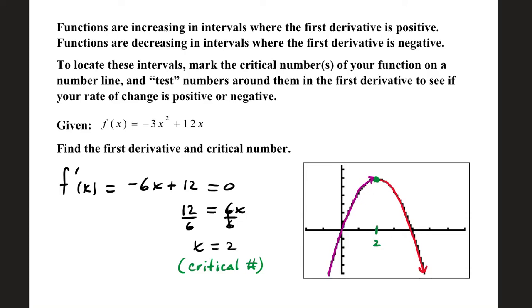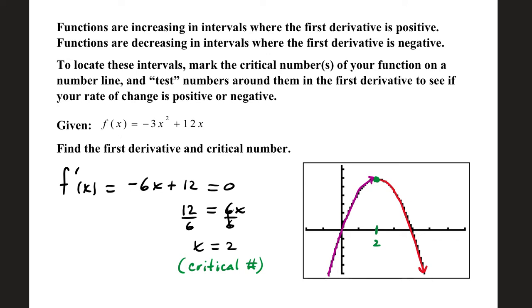Functions are increasing in intervals where the first derivative is positive. Functions are decreasing in intervals where the first derivative is negative. To locate these intervals, mark the critical numbers of your function on a number line and test numbers around them in the first derivative to see if your rate of change is positive or negative.